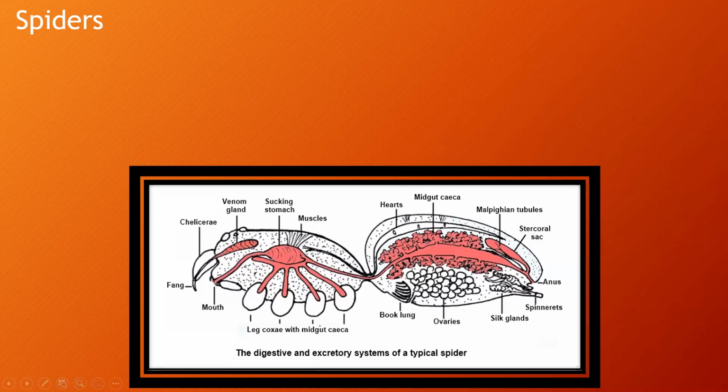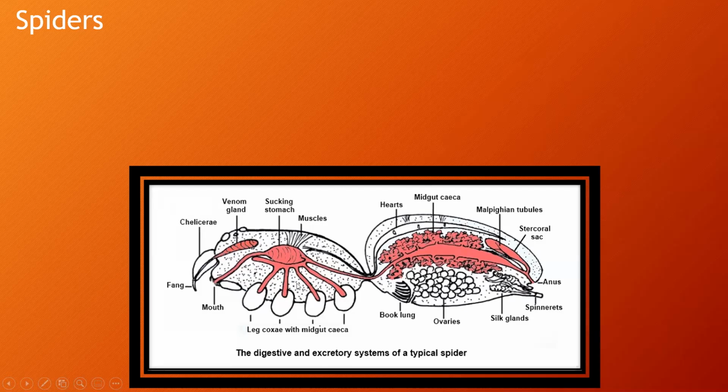The anatomy of a spider is very interesting. When you look at a spider, it has two parts to its body, right? The front half and the back half. The back half, the opisthosoma, is where all of the important organs of the spider are. This is where its heart, its midgut, its anus, its ovaries, its lungs, and its silk glands all are.